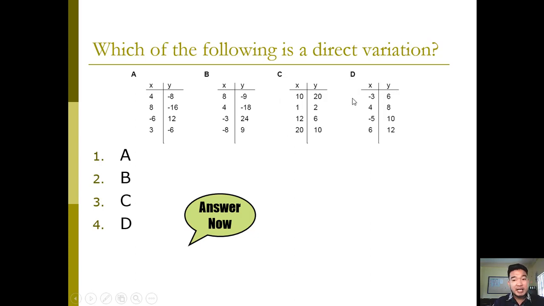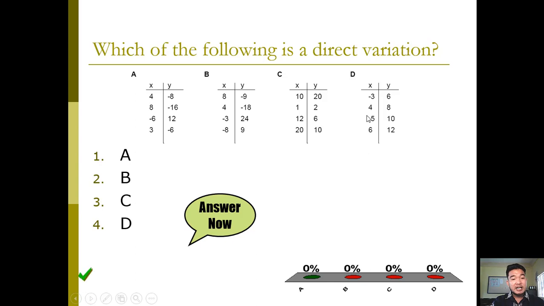6 divided by negative 3 is negative 2. 8 divided by 4 is positive 2. So they are already different. Negative 2 and 2 are two different integers. So letter D is not an example of direct variation. So the answer in this question is letter A.